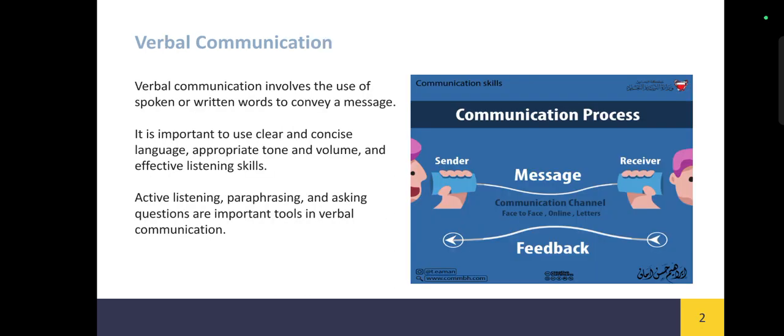Verbal communication. Verbal communication involves the use of spoken or written words to convey a message. It is important to use clear and concise language, appropriate tone and volume, and effective listening skills. Active listening, paraphrasing, and asking questions are the important tools in verbal communication. Communication process is an important thing in the verbal communication. Now, moving to the next slide.